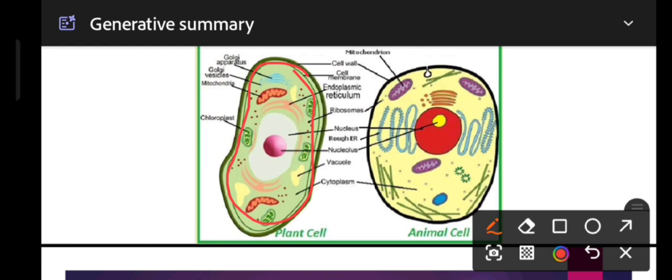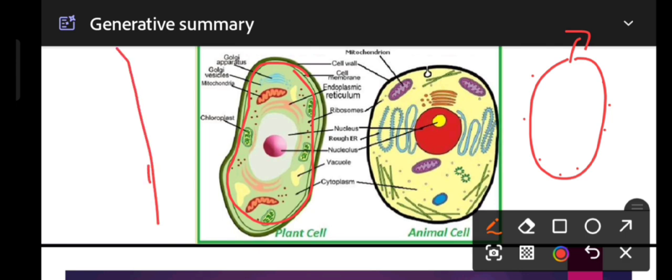It consists of fine pores which allow only certain molecules to pass through and prohibit others. Due to this function, it is also called a selectively permeable membrane. This is about the cell membrane.